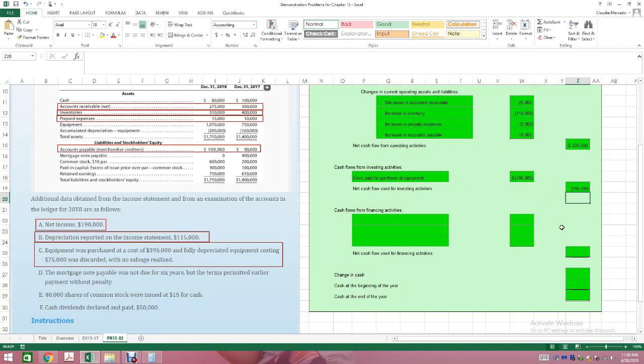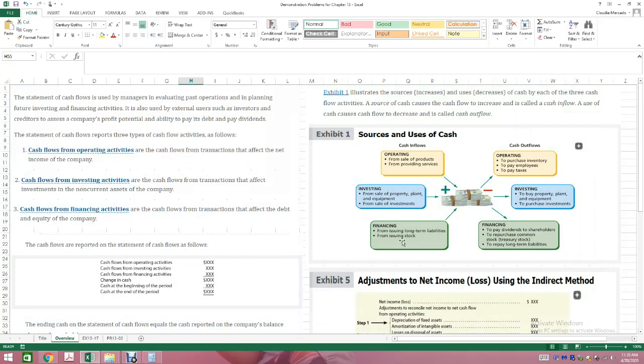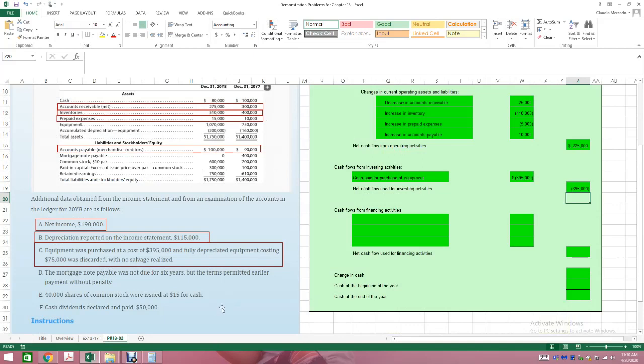Okay? Now we're going to look at our cash flows from financing activities. From financing activities, either you issue long-term liabilities or issue stock, or you pay dividends to your shareholders, repurchase stock, or repay long-term liabilities. Now we need to know the difference between short-term liabilities and long-term liabilities. Short-term liabilities are anything that you owe and that you're going to pay within 1 year. Long-term liabilities is anything that's going to be paid in a period longer than a year. Okay. So let's go back and let's look at this information.